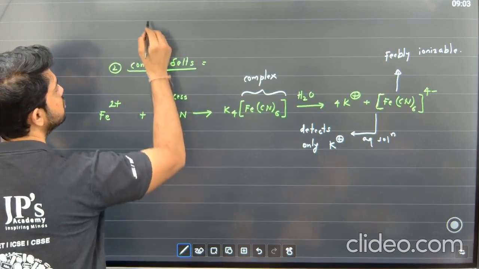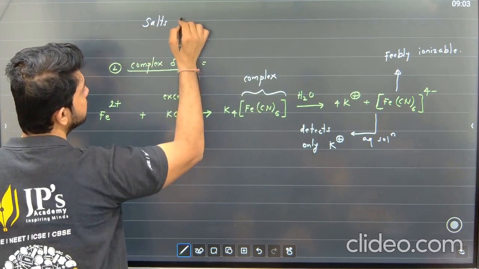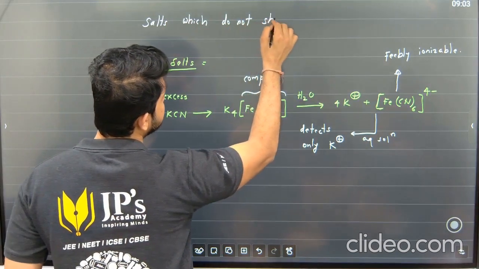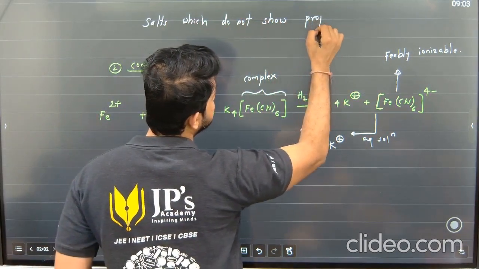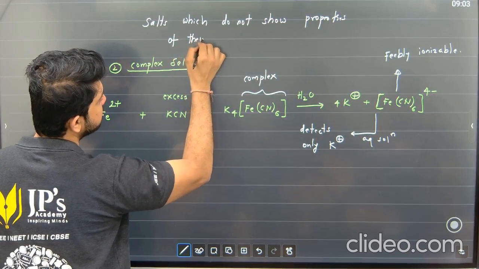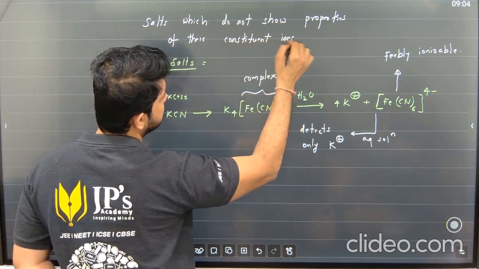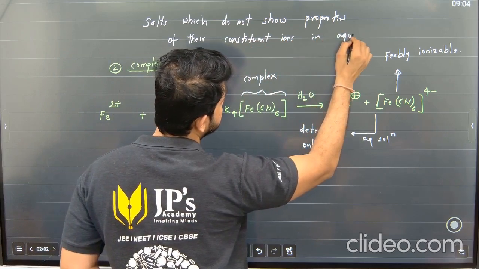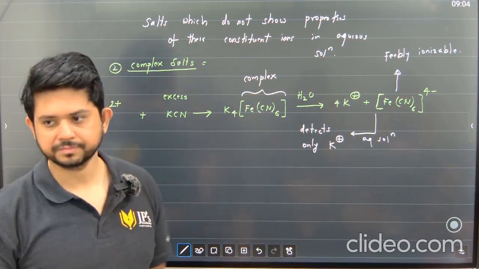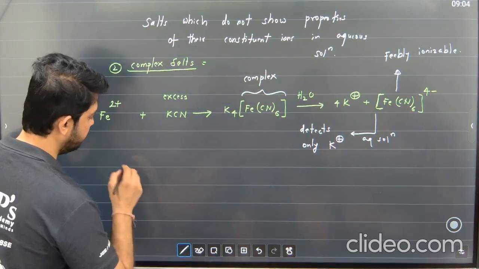I repeat, what are complex salts? Salts which do not show properties of their constituent ions in aqueous solution. Then such salts are called complex salts.